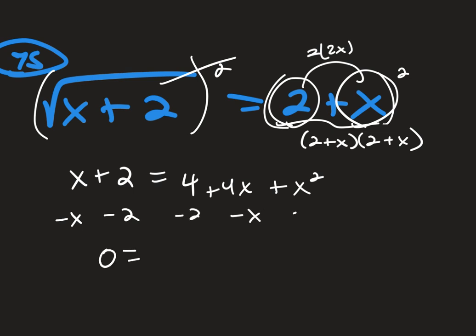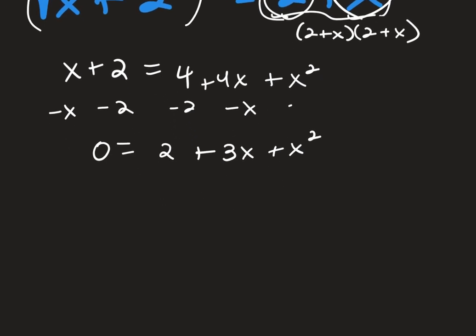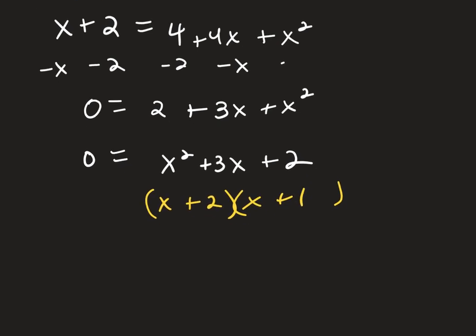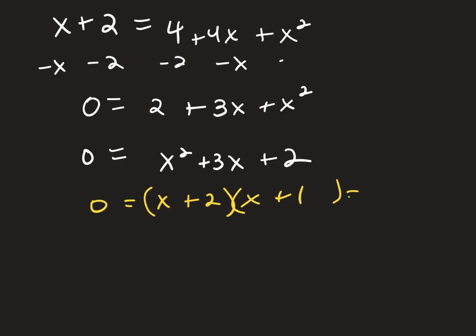I get 0 equals 2 plus 3x plus x squared. And I would put that in order because it's easier: x squared plus 3x plus 2. Then see if you can factor it. There are factors of 2 that sum to 3. Split and solve. And I get x equals negative 2 and x equals negative 1.